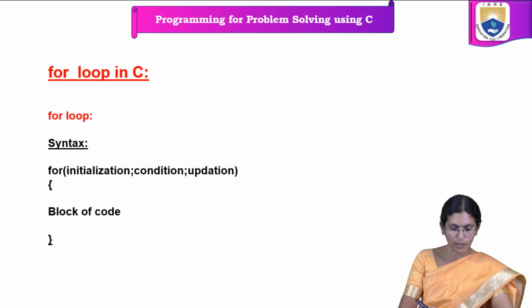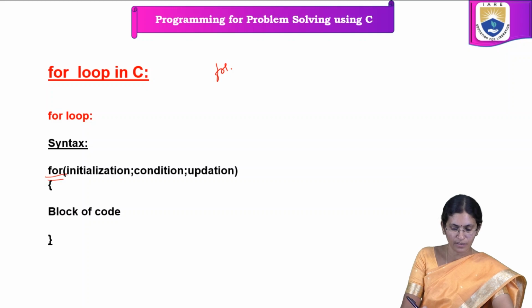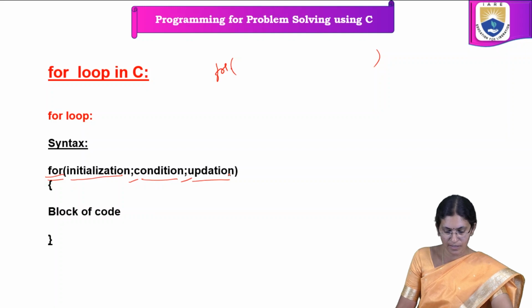The first one is the for loop. This is the for loop syntax. The keyword used here is for. So for is a keyword followed by parentheses. In the parentheses we have to write different expressions. This is one expression, this is another expression, and this one is the third expression.